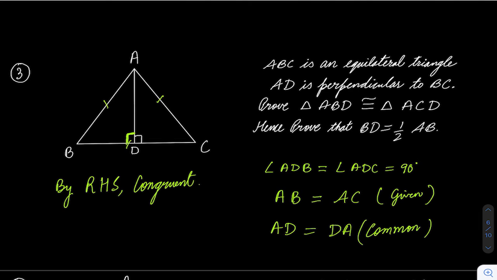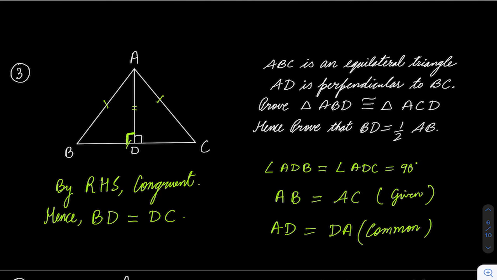Right? These triangles are congruent, because the right angle is there, the hypotenuses are equal and one side is common. So by RHS, these triangles are congruent. Now what happens? If two triangles are congruent, it means all the corresponding sides and angles are equal. Hence, we can say that BD must be equal to DC, because that's the third side actually. So the third side must also be equal if the triangles are congruent.